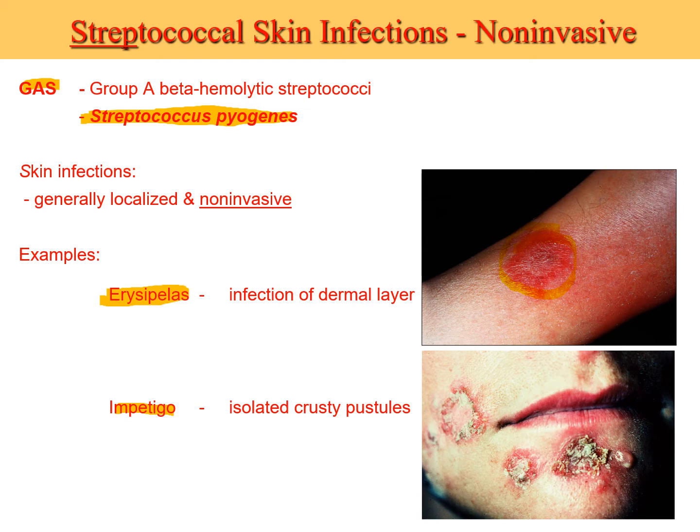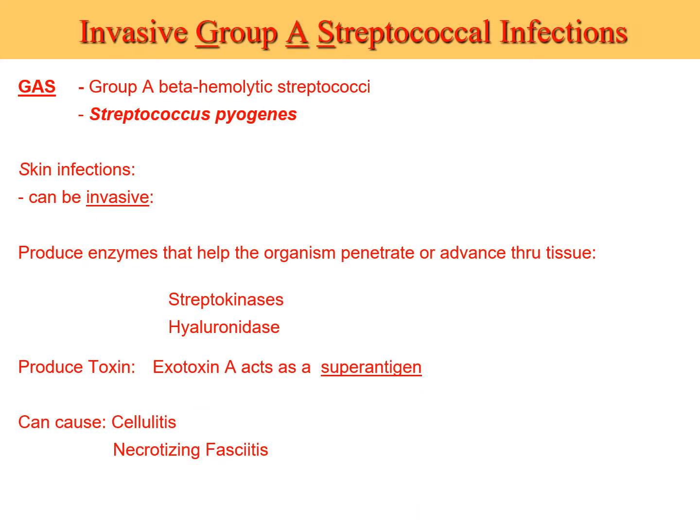You get these isolated crusty infectious areas, pustules, typically around the mouth, typically in little kids, young kids. They put all kinds of things in their mouths and they get it. So these are non-invasive. The more serious are the invasive kind of GAS or group A streptococcal infections in the skin.